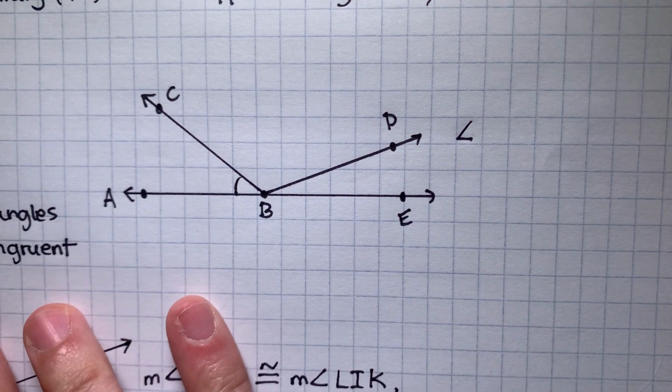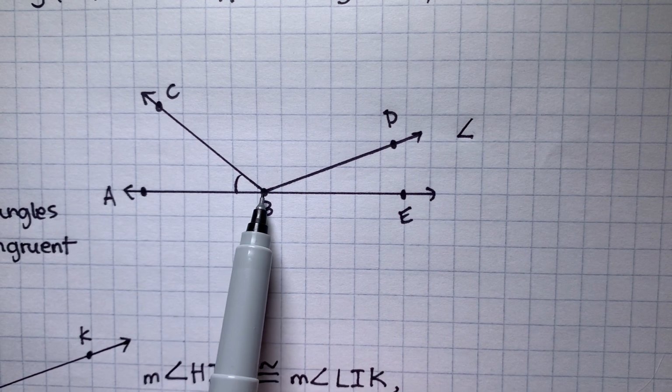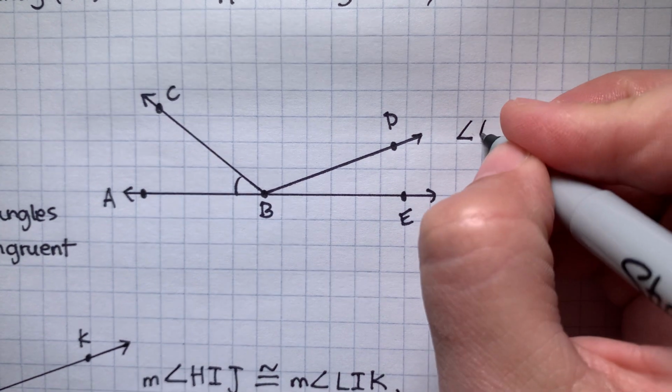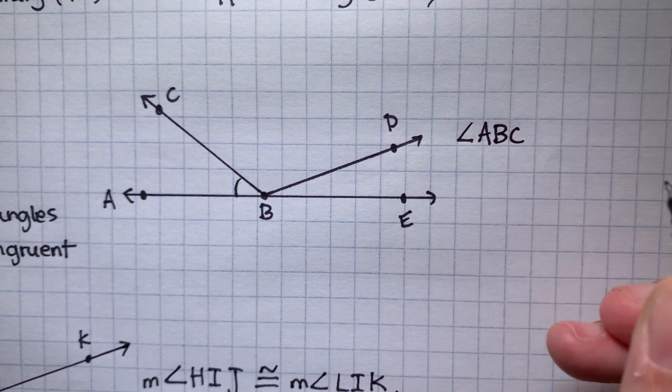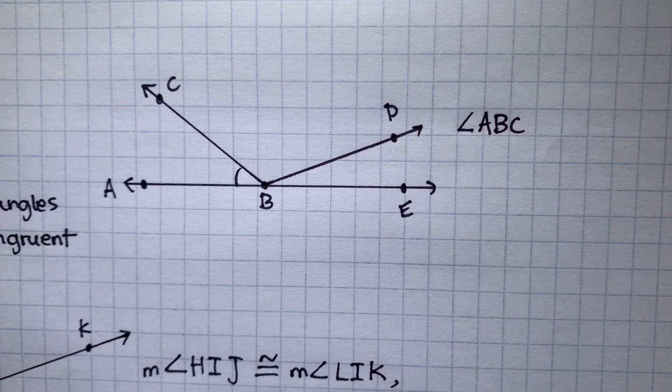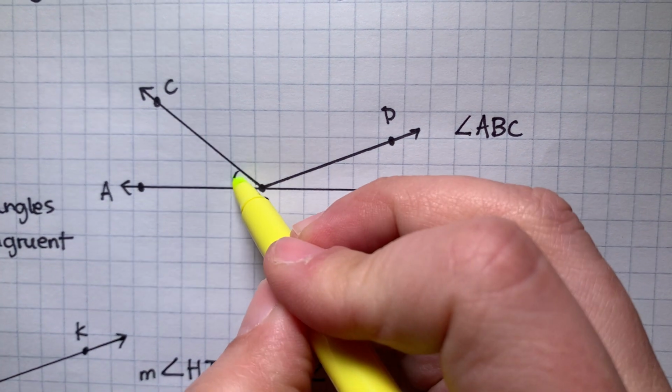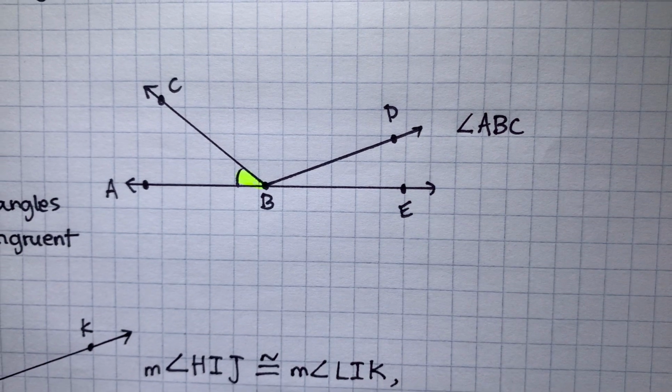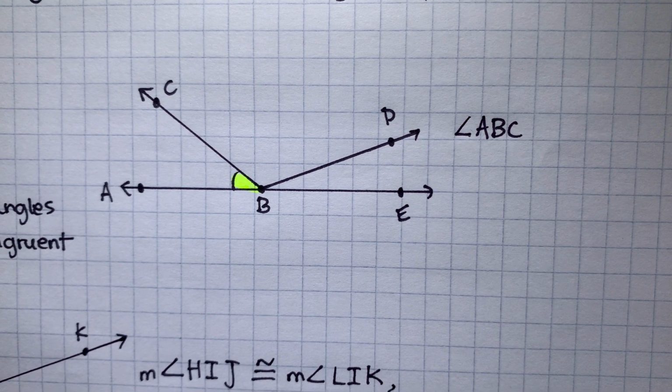This angle right here would be angle ABC. So we'd write angle ABC, just like that. That's that angle. Now, let's color that in. Why not? I've got the highlighters. That is our first angle.